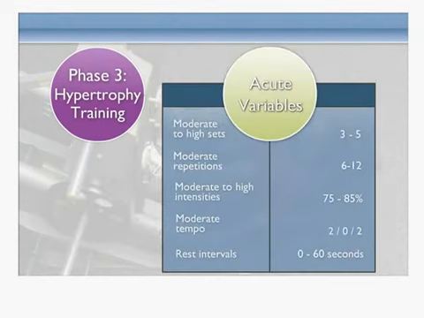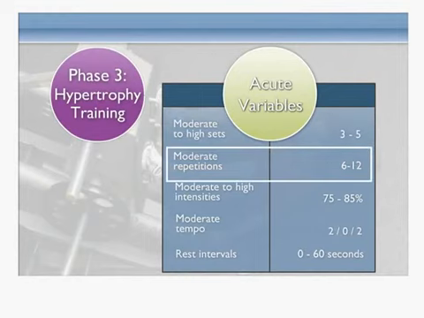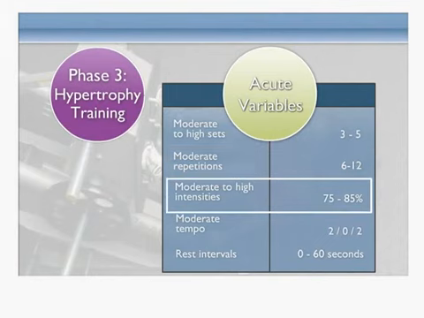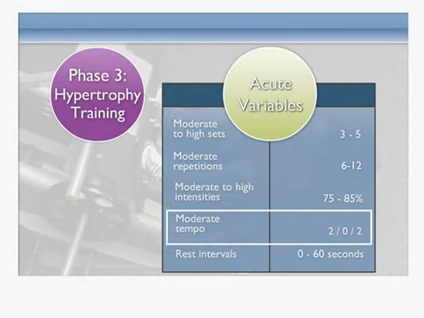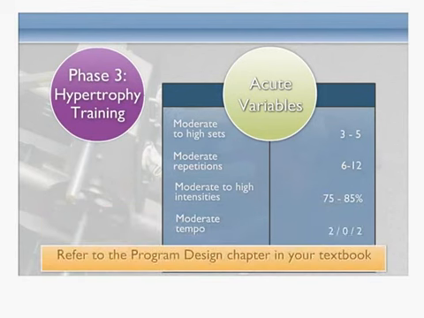The acute variables used at this phase of training would include moderate to high sets of 3 to 5, moderate repetitions 6 to 12, moderate to high intensities 75 to 85%, and exercises performed at a moderate tempo 2-0-2. The rest intervals would last between 0 seconds if performing a circuit to 60 seconds. Refer to the Program Design chapter in your textbook for the complete acute variable table for this phase of training.